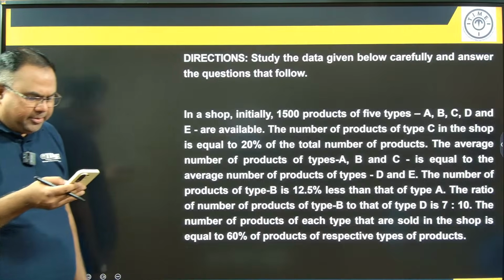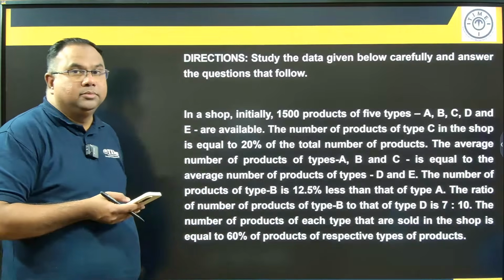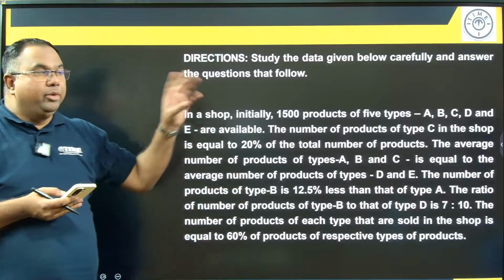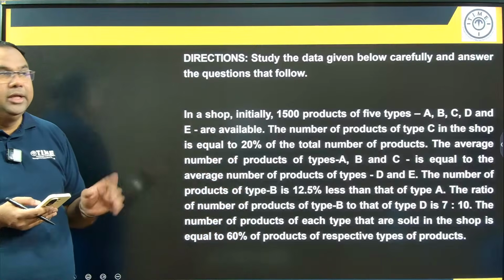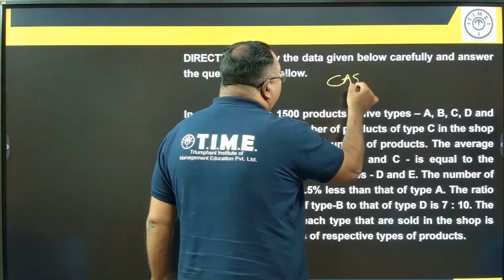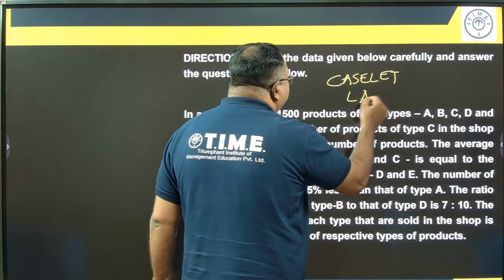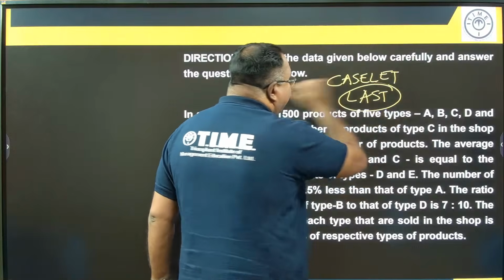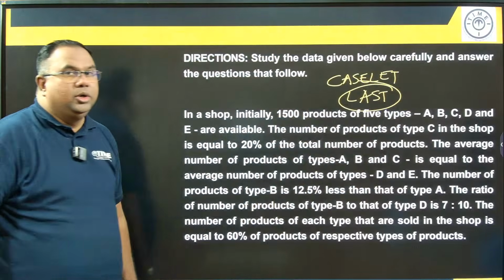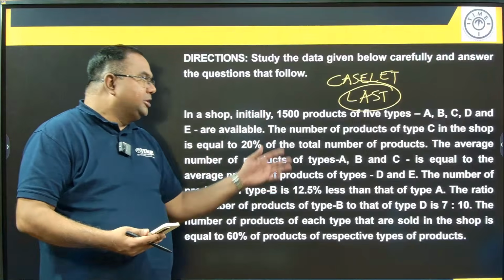Jaskirat Kaur, correct answer. Alright, so you need to go through this data now. You need to make a table and put down all the values. This is called a caselet. I am writing it in bold. I'm not saying don't attempt. This is the last thing to attempt in the examination. Don't start with a caselet. This is like your reading comprehension passage.